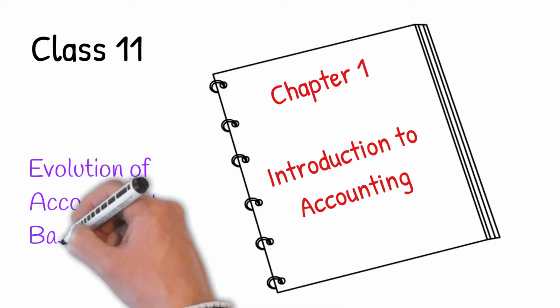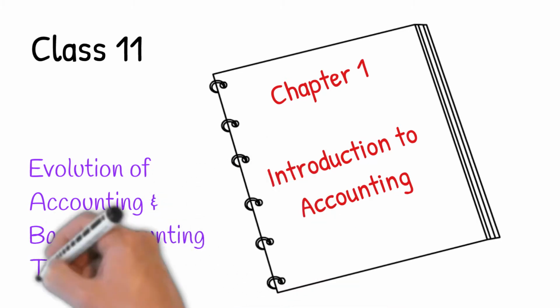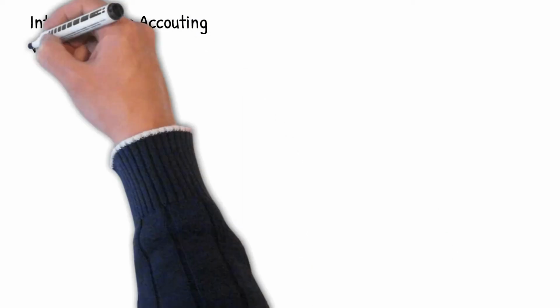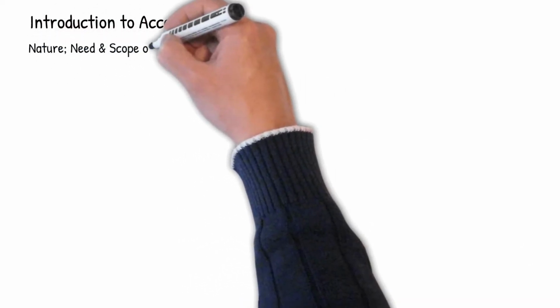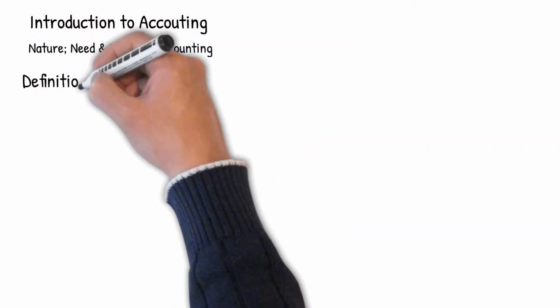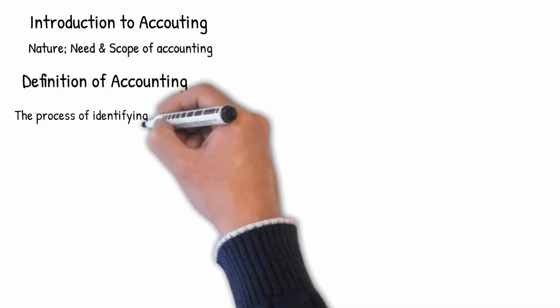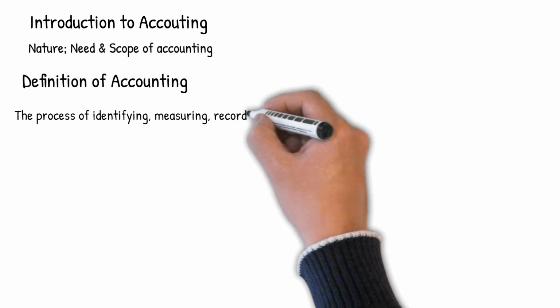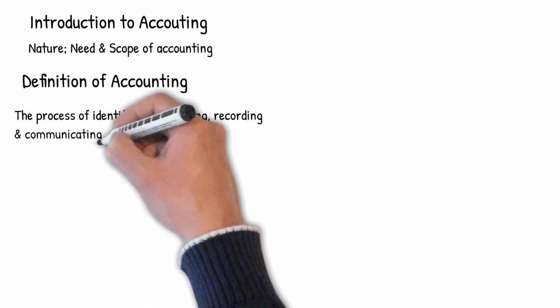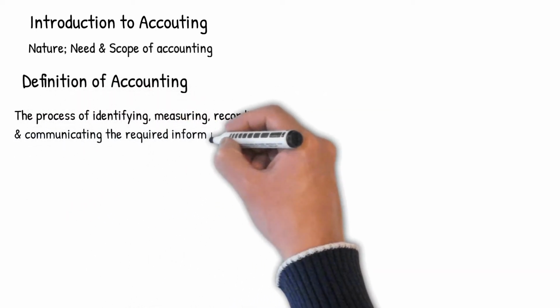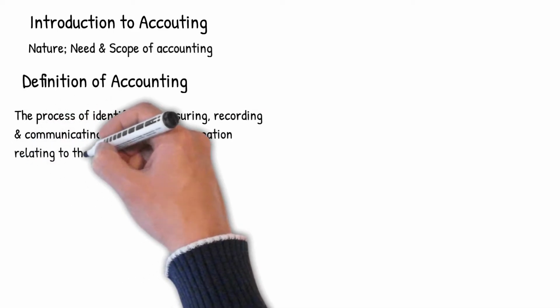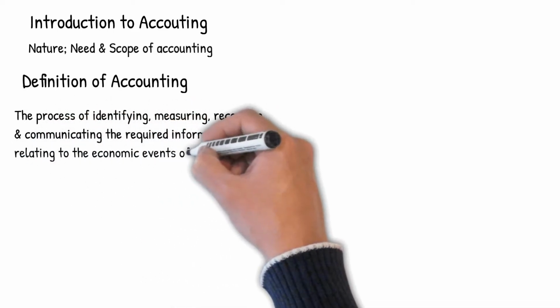Now let's get started. Chapter 1, Introduction to Accounting. This introductory chapter deals with the nature, need and scope of accounting. So what is accounting? It is the process of identifying, measuring, recording, and communicating the required information relating to the economic events of an organization to the interested user of such information.